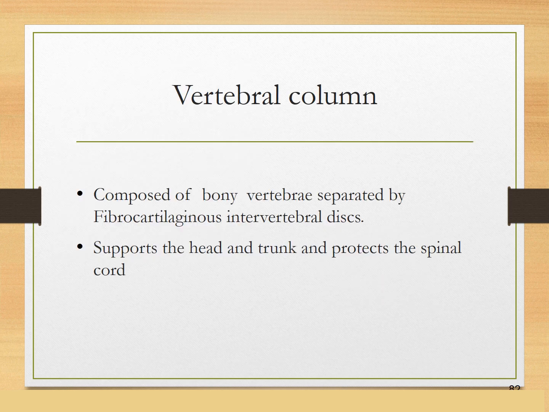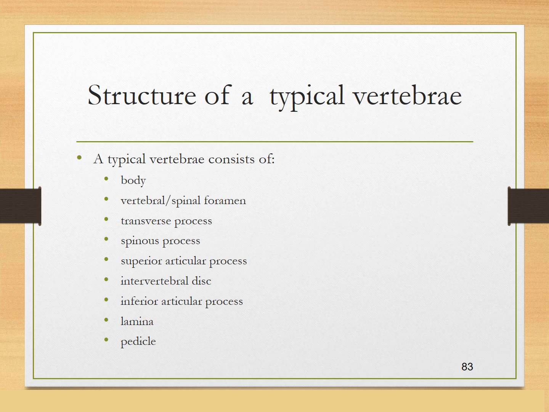Let's look at the vertebral column. The vertebral column consists of bony vertebrae that are separated by fibrocartilage discs. The vertebral column supports the head and trunk and protects the spinal cord. Each vertebrae consists of a variety of different parts. The main part of the vertebrae is called the body.